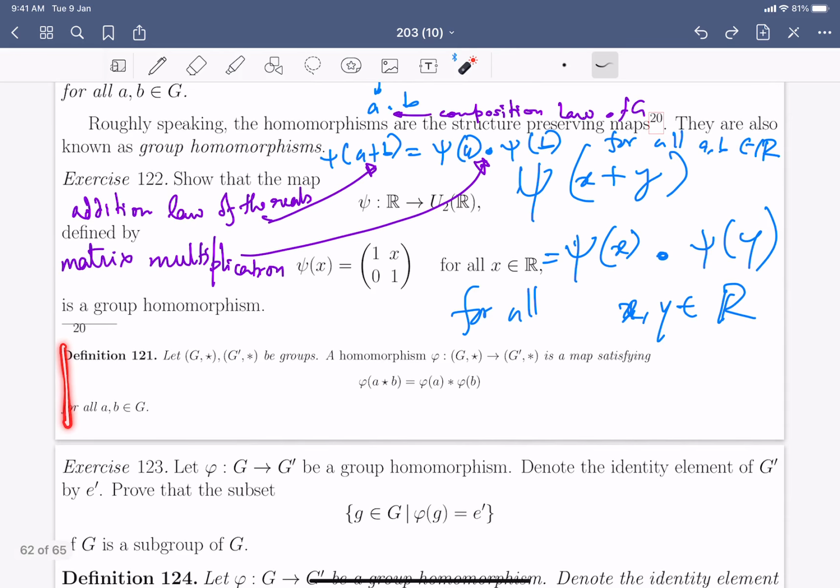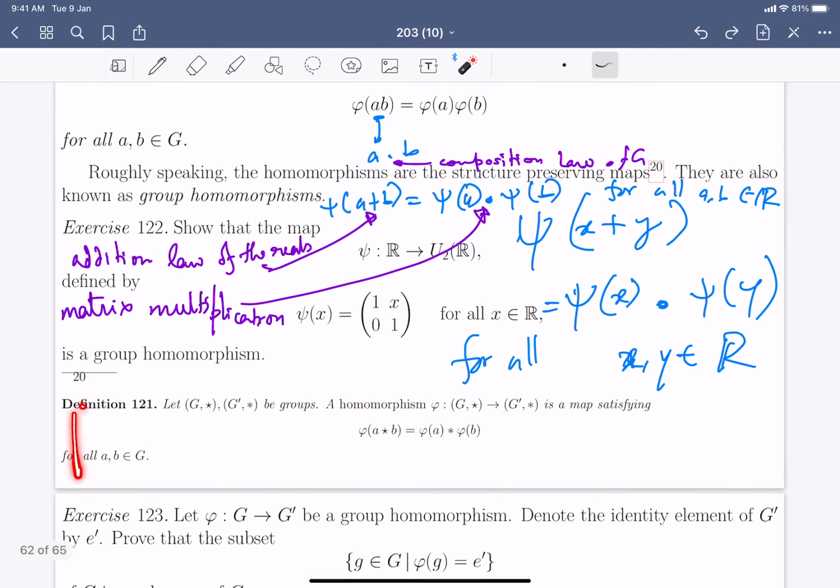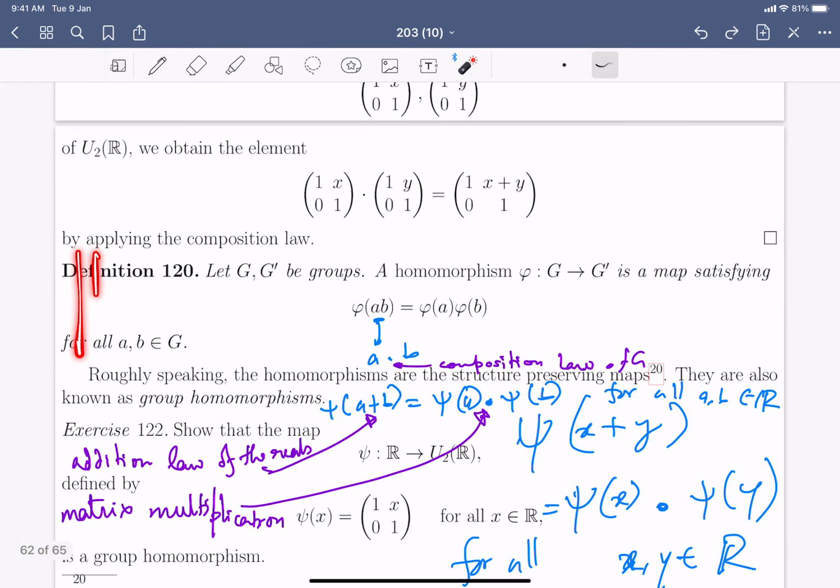So I have elaborated the definition of homomorphism here in the footnote further. If you have two groups G and G prime whose composition laws are denoted by star and asterisk, then a homomorphism phi from G comma star to G prime comma asterisk is a map satisfying phi of A star B is phi A asterisk phi B for all A, B in G. So this is the precise definition of a group homomorphism, but very often it is abbreviated in this form.